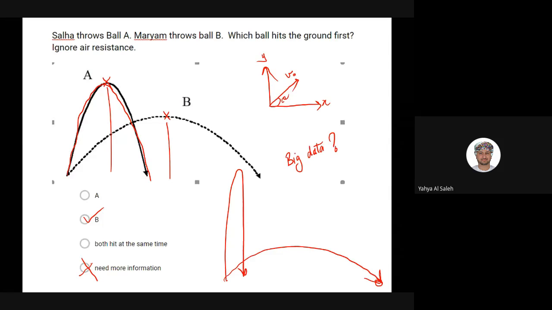Pause. The correct answer is B. B is the correct answer because it goes through less distance. So y of B is less than y of A. Since B has less distance in the y-axis, it needs less time, so it will reach first.